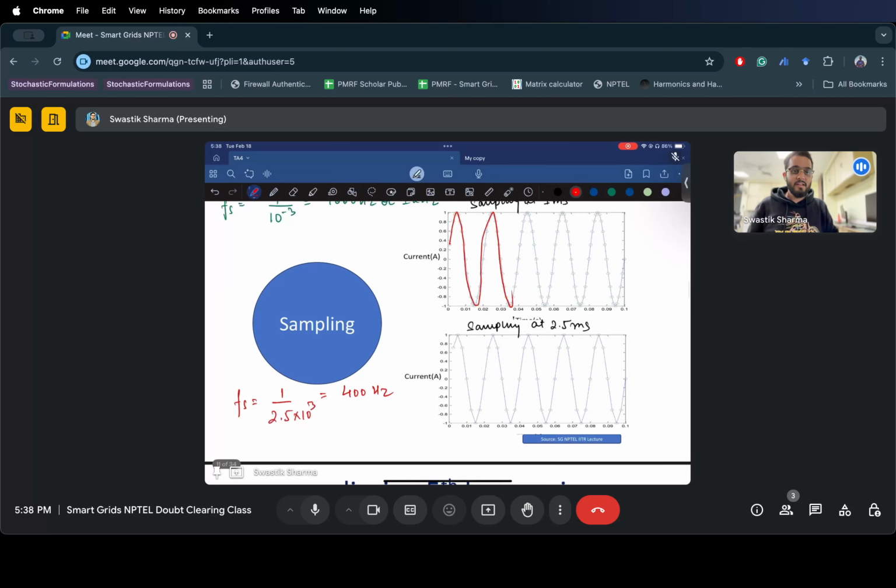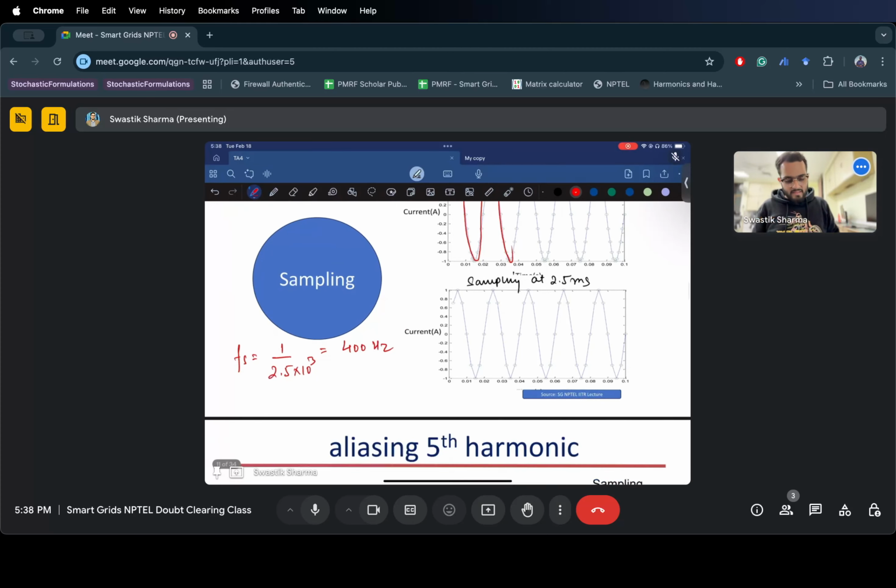Why? Because it is still following the sampling theorem. There is this theorem that your sampling frequency should be greater than or equal to twice the maximum frequency component. If you have a sampling frequency greater than or equal to twice the maximum frequency component, your sampled waveform would look much like your original waveform.